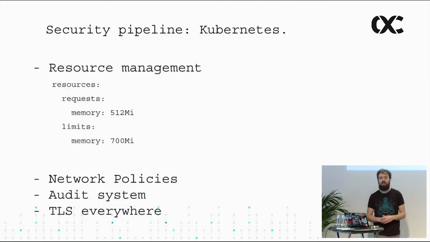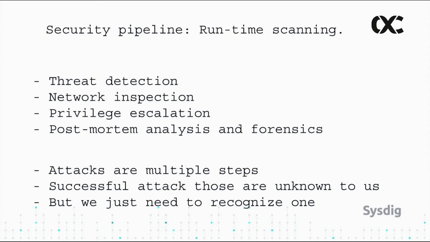We also need to define resource management, because having a denial of service attack, having a container use all your resources, is going to be a security incident. That's super easy with Kubernetes. And there are many more things we can do. We can apply firewalling using network policies. It's coming very soon in the next version, an audit system inside Kubernetes. Kubernetes can handle TLS certificates everywhere, basically, for the API, for the services. So basically, we can see that Kubernetes can be a big part of our continuous security part. But can we go beyond this?